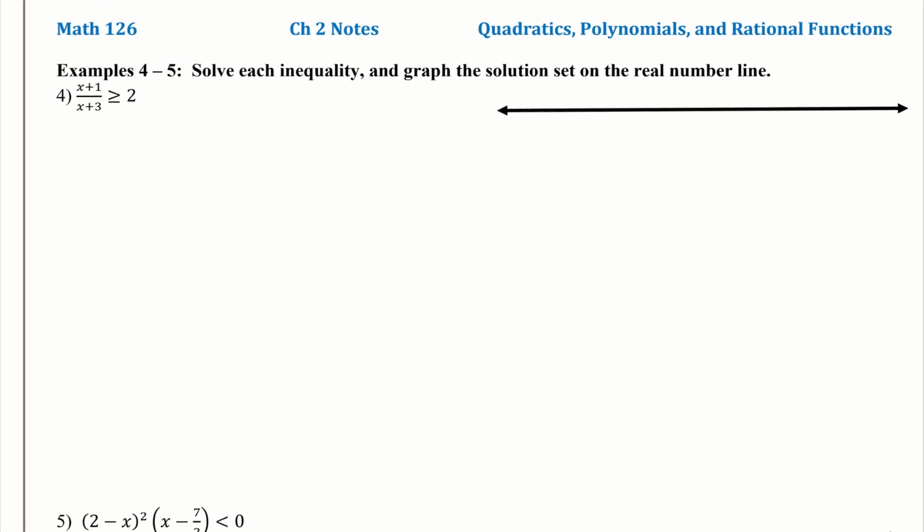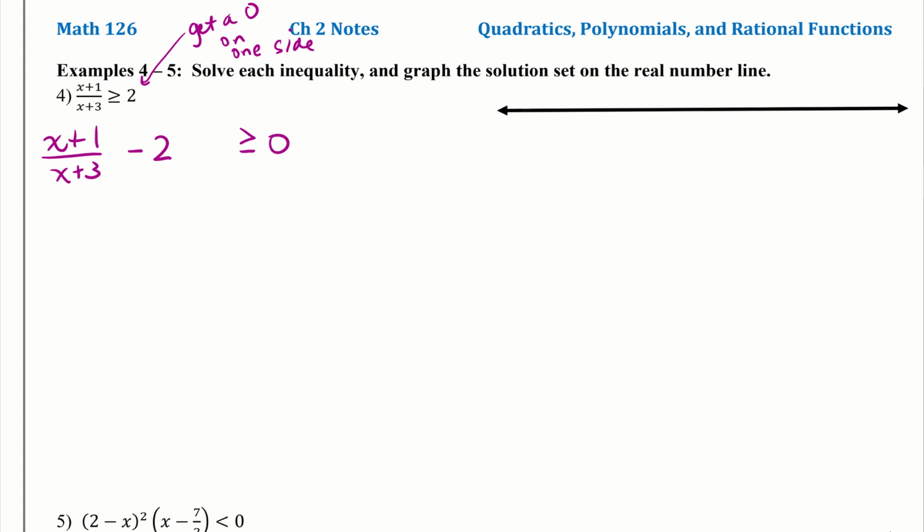With these rational functions, okay, so this one we have a rational inequality this time. So we have a fraction. We still want to get a 0 on one side. We're going to have a little bit more algebra to do when we have to do this, but we can handle it. So I'm going to rewrite this as x plus 1 over x plus 3 minus the number 2 is greater than or equal to 0.